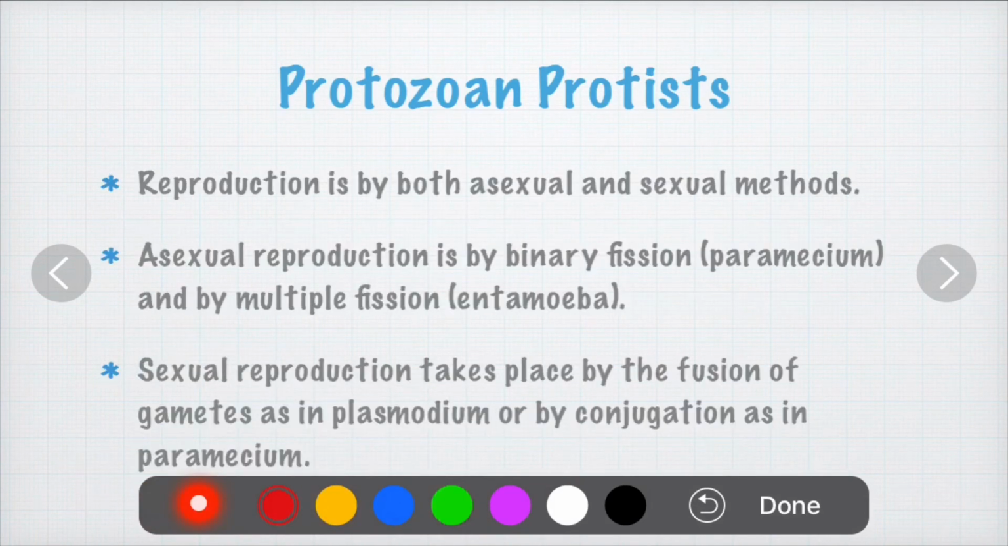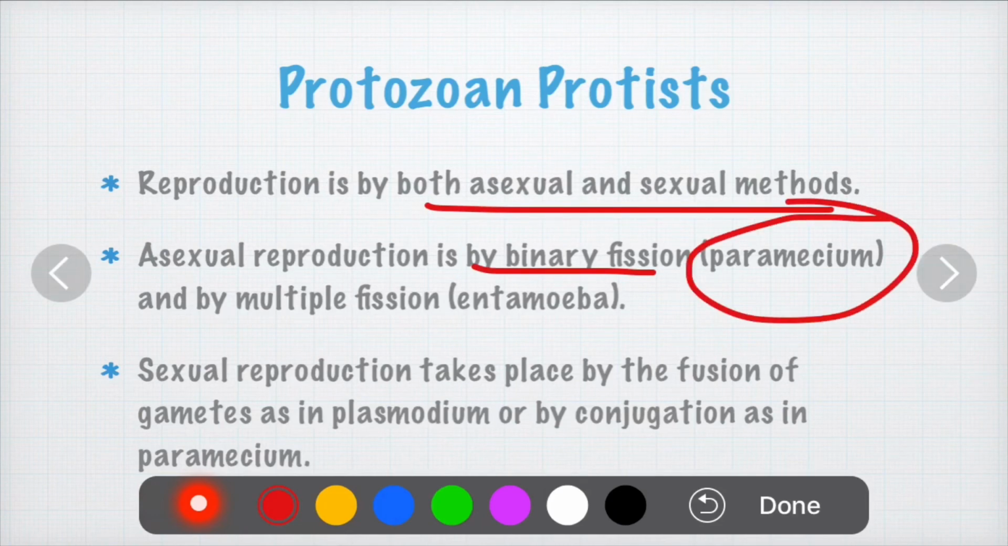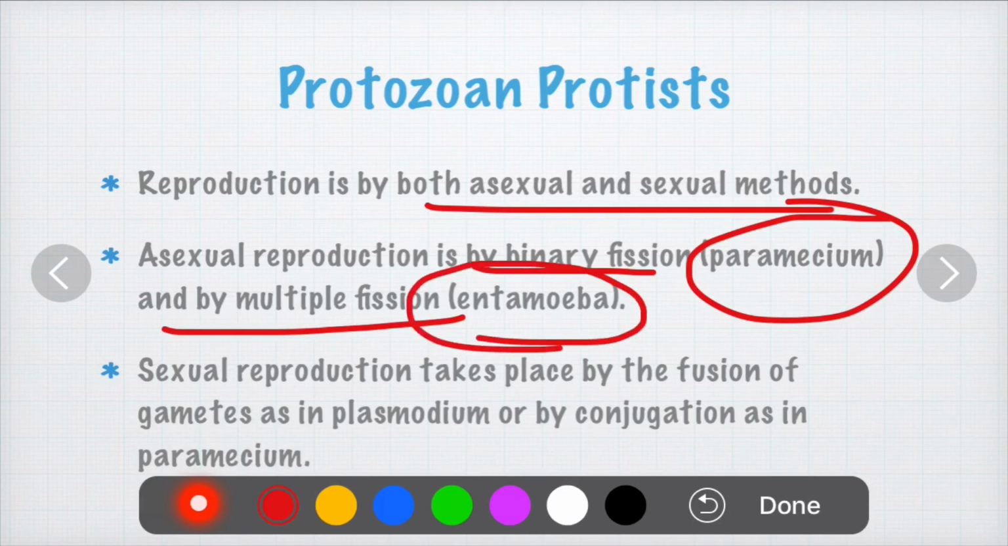The reproduction of the protozoan is by two methods, that are asexual methods and the sexual methods. We all know that asexual method is by the binary fission, for example in case of paramecium, and the multiple fission, such as in case of entamoeba. The binary fission is nothing but if the parental cell is divided into two equal cells, that is called the binary fission. If the parental cell is divided into multiple cells, that is called the multiple fission. The sexual reproduction takes place by the fusion of the gametes, as in case of plasmodium, or it is by the conjugation, such as in case of paramecium, that is the fusion of the two different strains to form an entirely different strain.